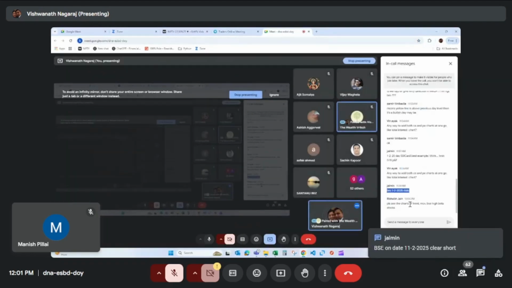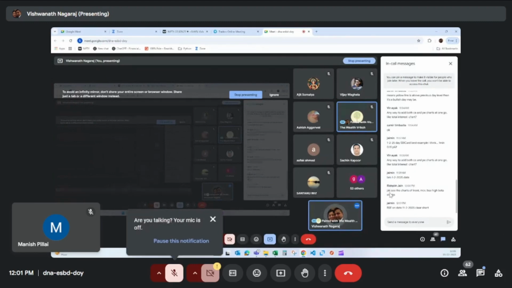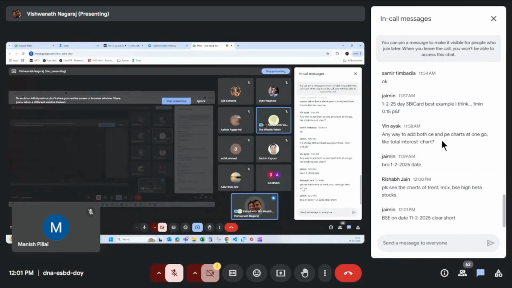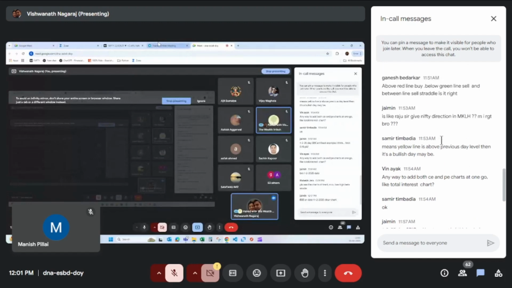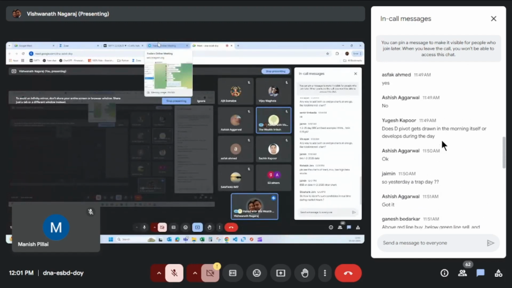Okay. I think there are some examples here that Rishabh and Jaimin have posted. You can go have a look at that. Those will be good examples, I'm sure. Okay, anything else on this? Do you want me to quickly re-summarize, or have you got the concept?